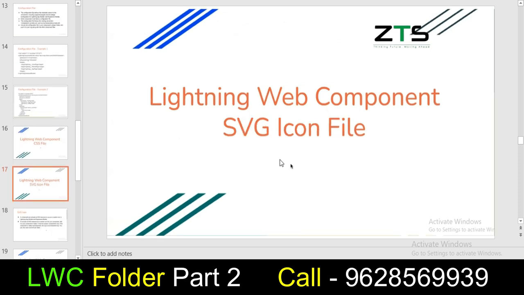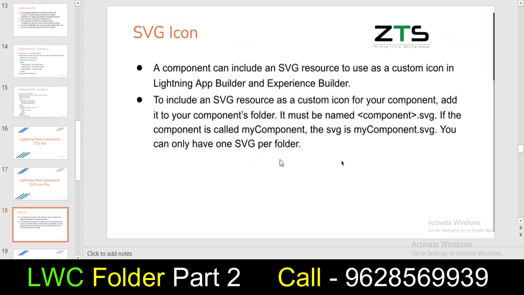The next one is the Lightning Web Component SVG icon file. A component can include an SVG resource to use as a custom icon in Lightning App Builder and Experience Builder. To include an SVG resource as a custom icon for your component, add it to your component folder. It must be named component.svg. If the component is called myComponent, the SVG is myComponent.svg. You can only have one SVG per folder. This is a very important line: only one SVG file per folder, another SVG file cannot exist.